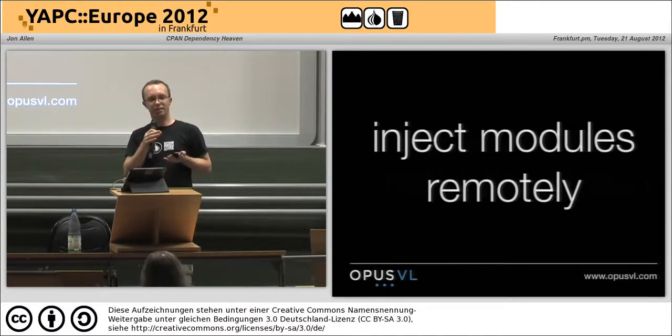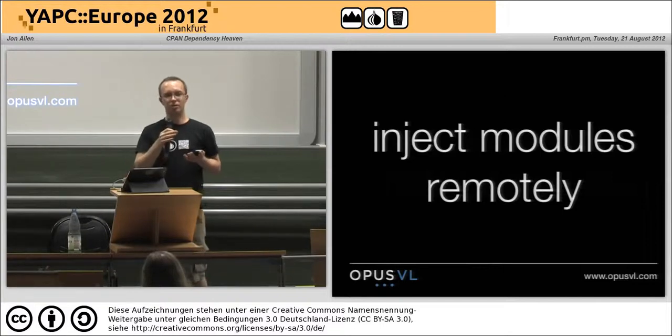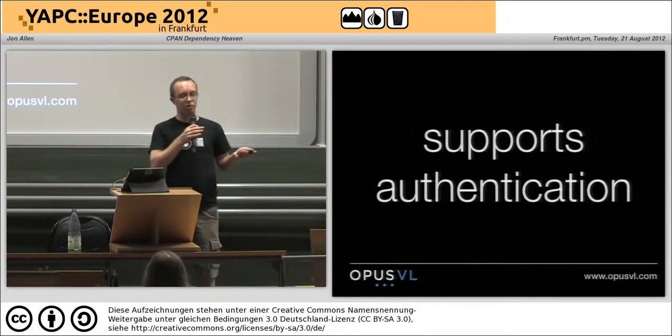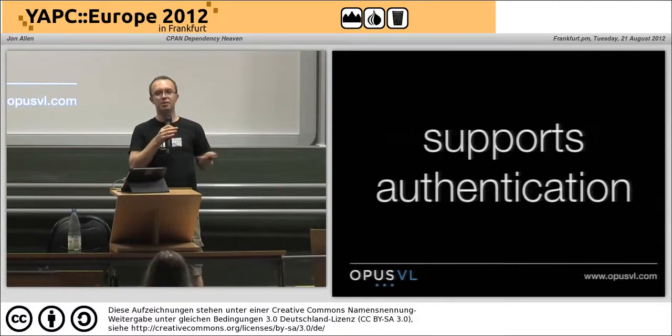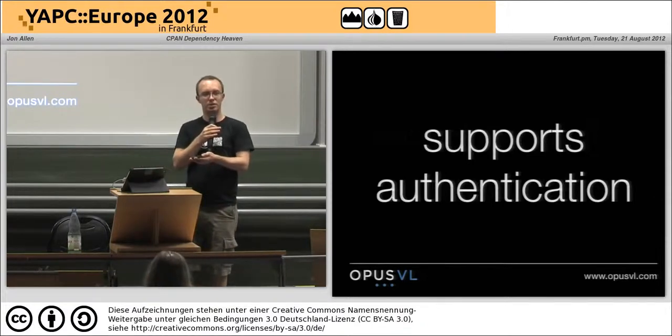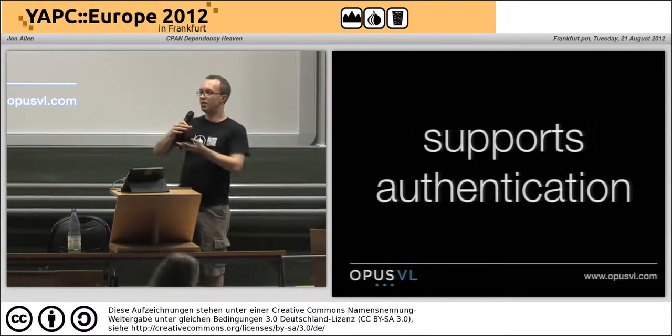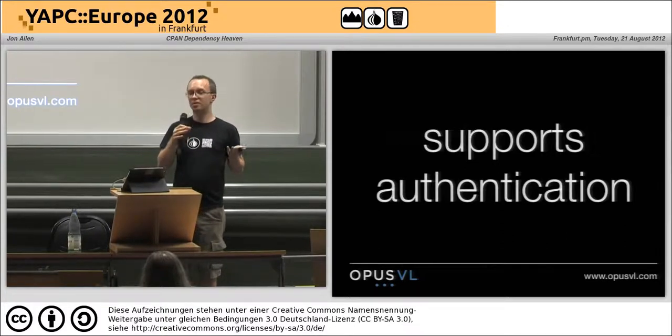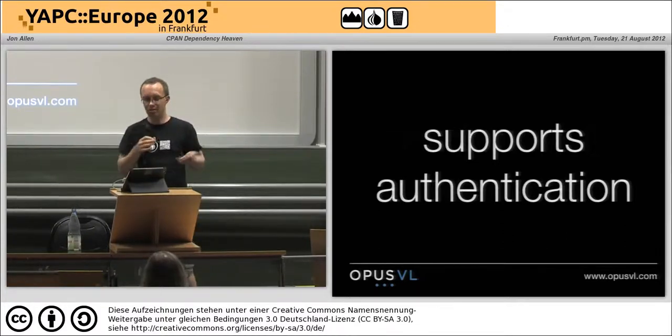The remote injection is where it really becomes very useful, because it supports authentication. So you're running that over HTTP, which means you can proxy it, you can run it over HTTPS, you can use client-side certificates for authentication, you can use username password for authentication. So if you've got multiple developers, you can quite easily expose your CPAN mini mirror, publicly or semi-publicly, and have a reasonable confidence that everything's SSL encrypted and so on.